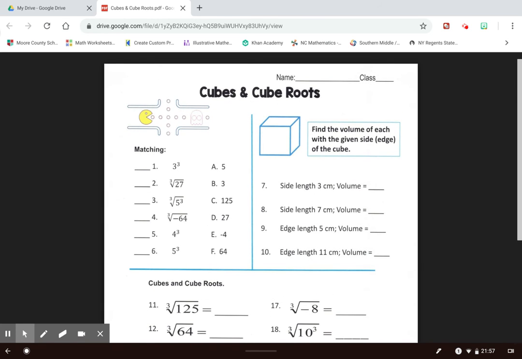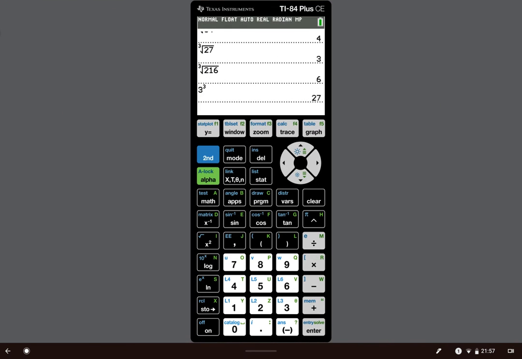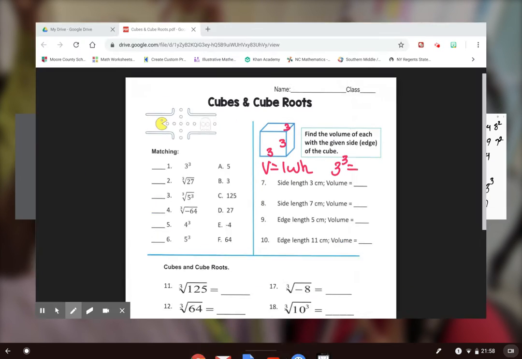For numbers 7 through 10, what you need to remember here is that volume equals length times width times height. And when you have the volume of a cube, all three sides are the same. So if one side is 3, that means this side's going to be 3, and this side's going to be 3. So what do I have here? I have 3 3s. So 3 to the third power is going to equal, again, if you don't have that memorized, we just did it, 27.